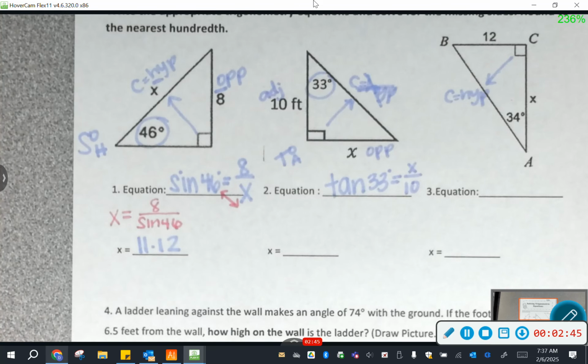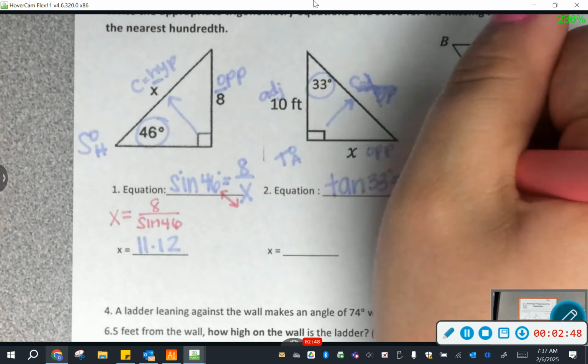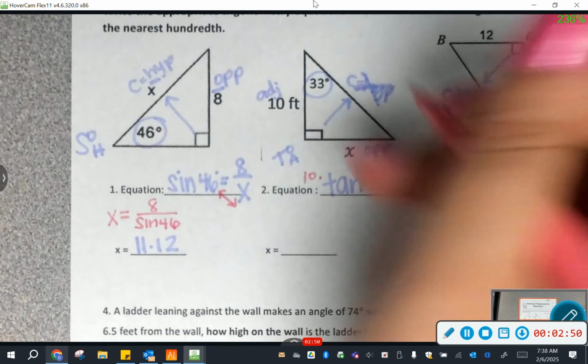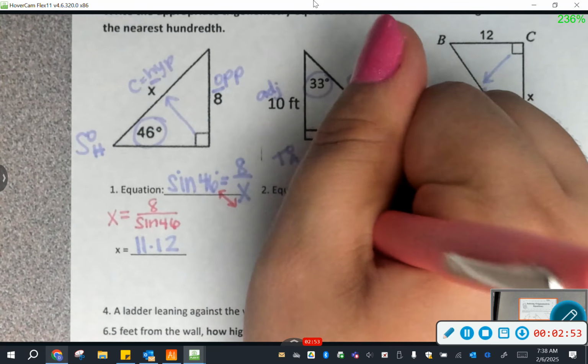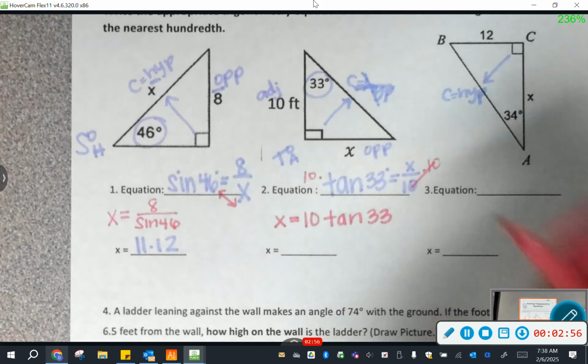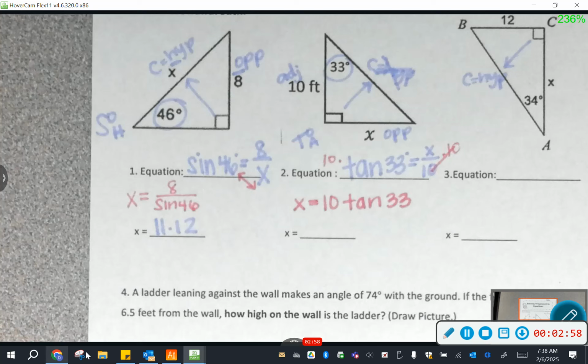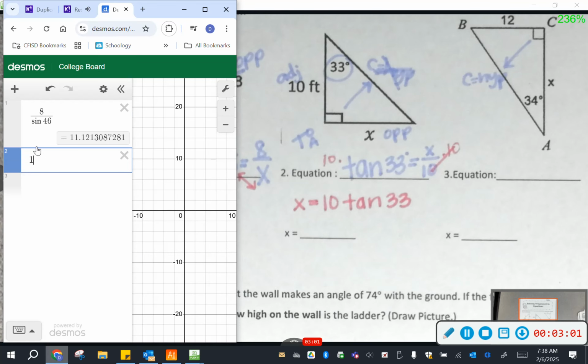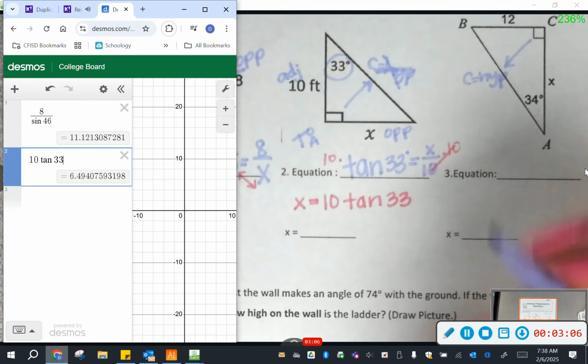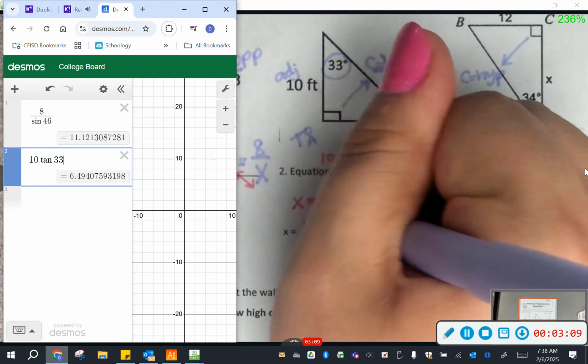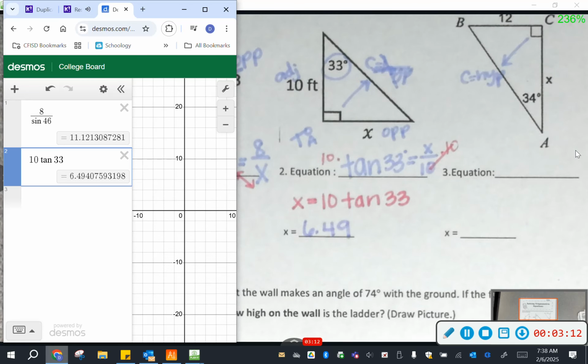When x is on top, what do we do? You just multiply them. So I am going to get x equals 10 tangent of 33. And put that in the calculator. What is 10 tan of 33? 6.49. Do I round it? What's after the 9? A 4. Since it's under 5, it stays the same. If it was 5, we would round it up. But because it's 4, it stays the same.